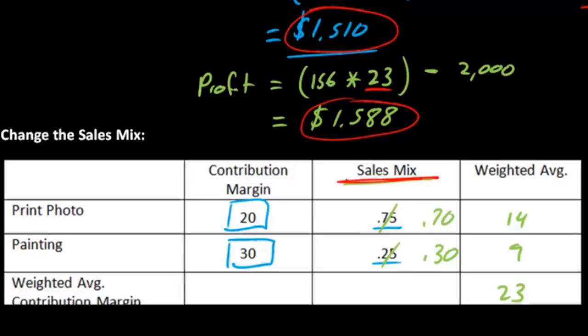and that gave us an additional profit. So the lesson is, you want to sell the item that has the highest contribution margin, and it may not be the item that has the highest sales price. In this case it was the painting that had the highest contribution margin. It also had the highest sales price, but that doesn't always have to be true. An item could have a lower sales price but a higher contribution margin, and that's the item you want to push, and that's the item you want to sell, the one with the highest contribution margin.